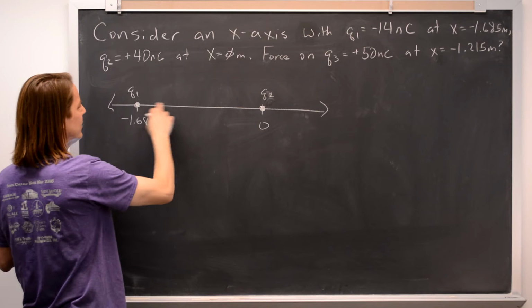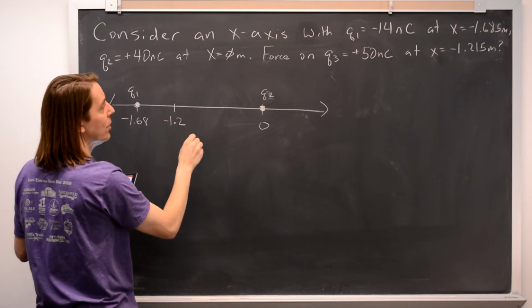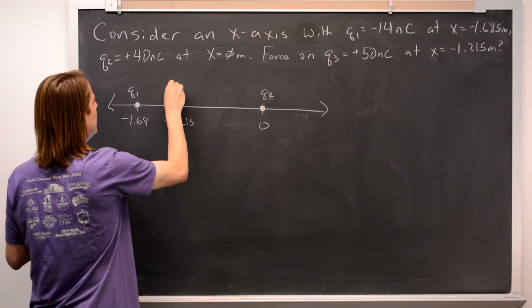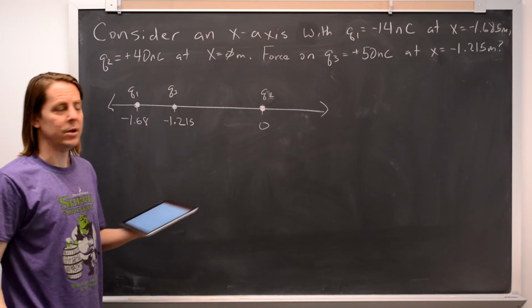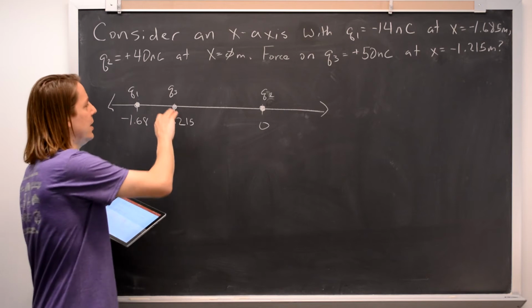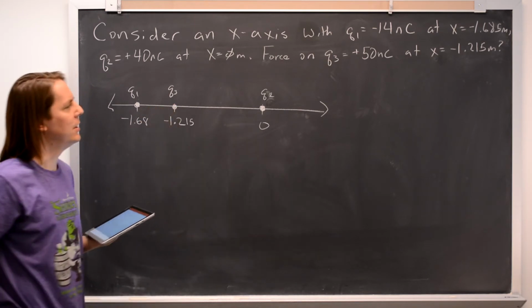So you don't have to get it exactly in the right place, but it helps to have things on the right side of each other, at least. There, so there's Q3. So the question is simply, what is the force on Q3? And you do have to get the direction right, so positive force, or to the right, will be a positive number, to the left will be a negative number.